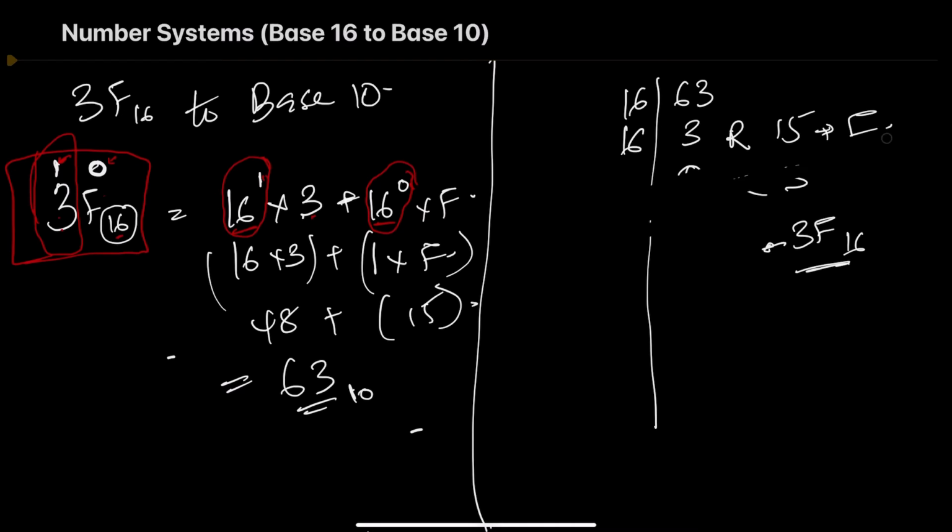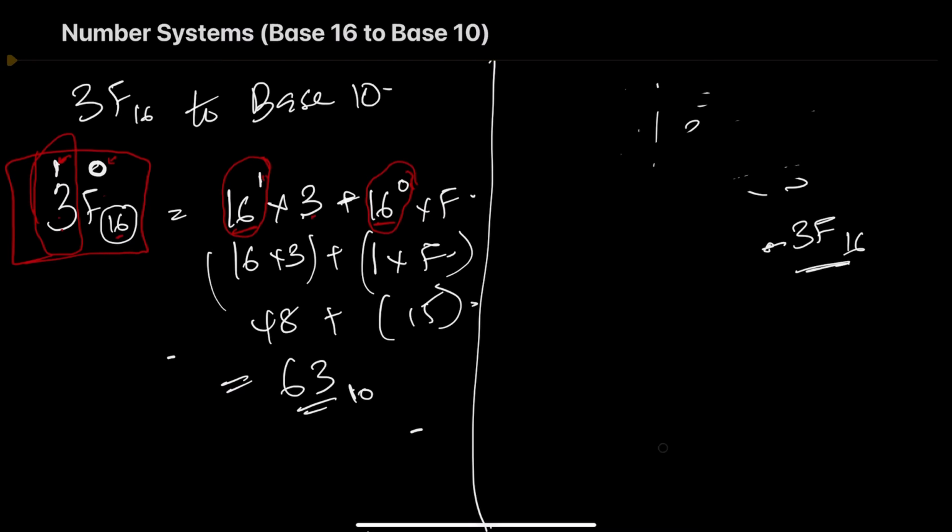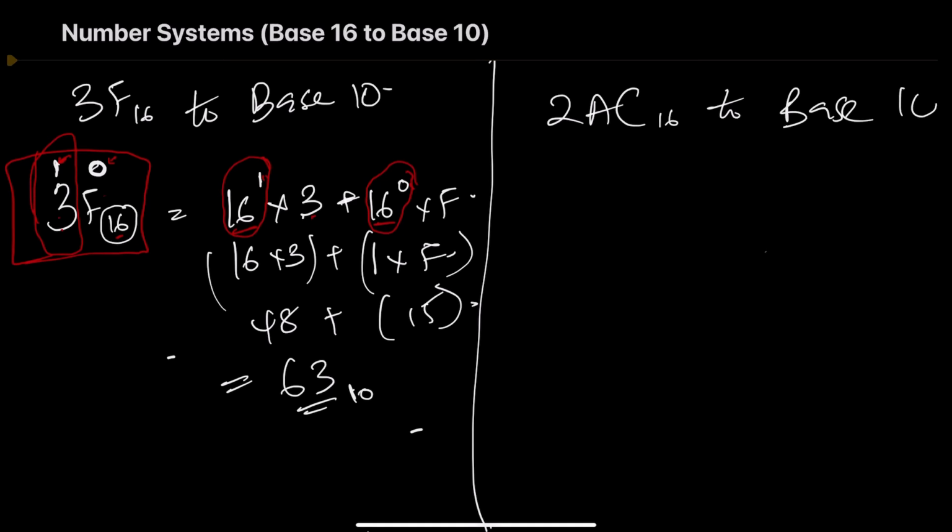We could also do one more before we call it quits. So in this one, what we will do is take maybe 2AC, right? So here we're doing 2AC, which is base 16 to base 10. First and foremost, we know that C in base 16 is equal to 12, and A is equal to 10.